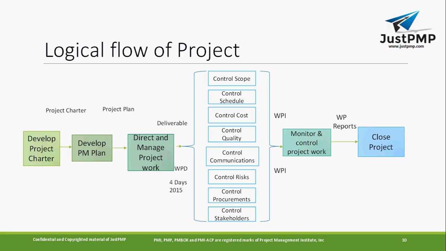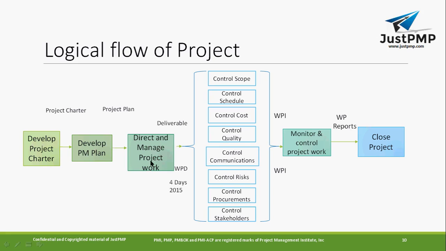What about the develop PM plan? Project management plan? That is the planning. Okay, and direct and manage project work? That we have to execute in the execution part. What about control scope, control schedule, and all those things? That we have to do in the monitoring and control part. Controlling, perfect, great. So monitor and control is the same thing, monitoring and controlling. And close project is a? Closing. Closing, perfect, that's awesome. So basically this process belongs to this process group.